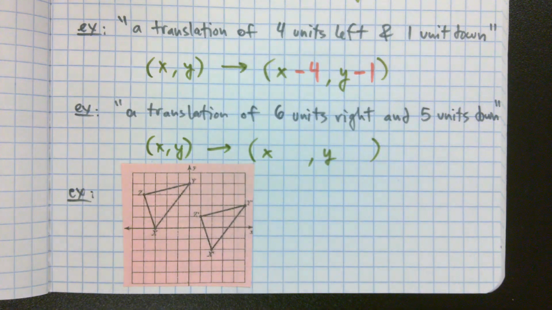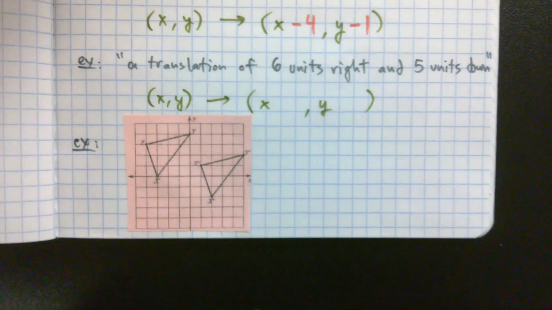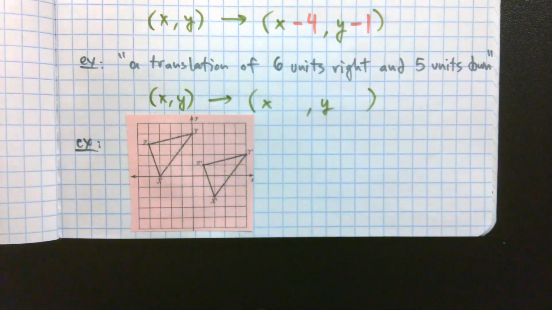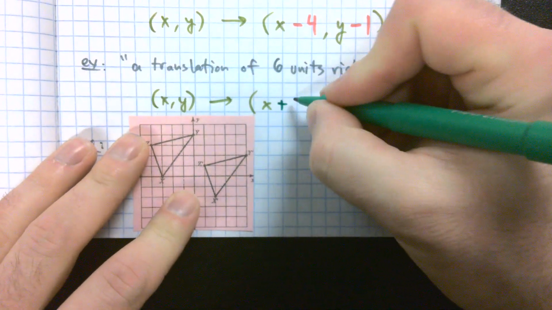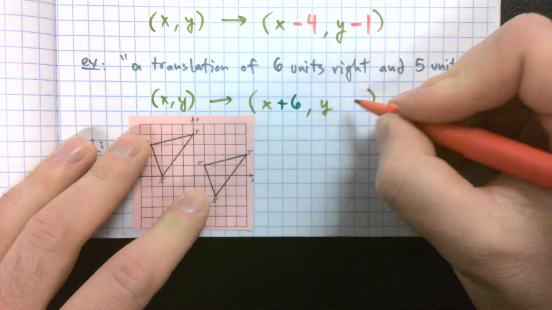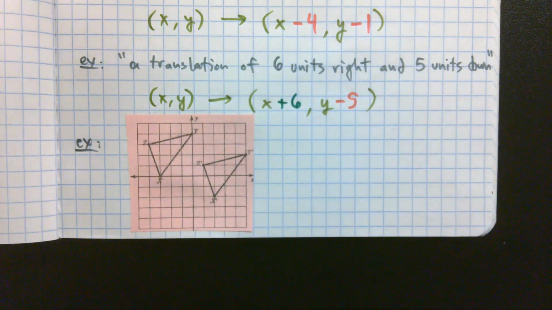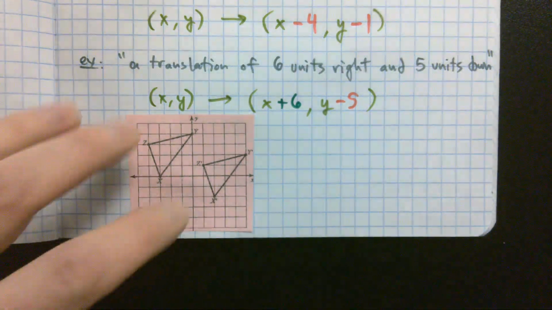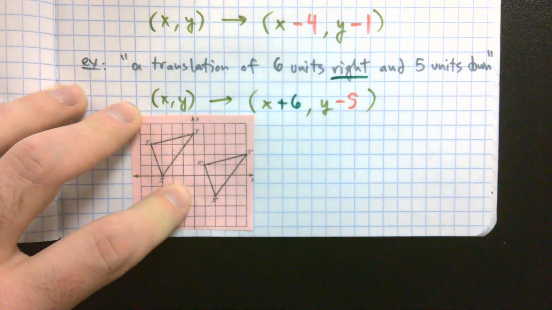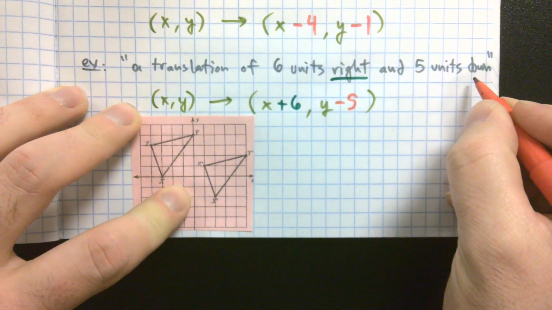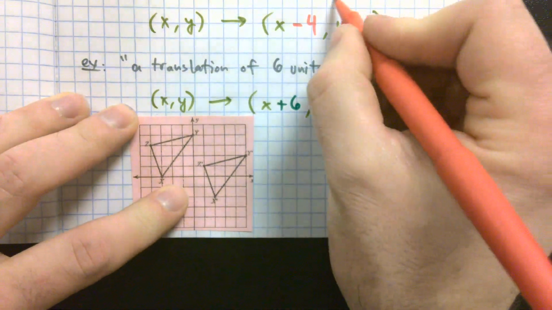I'm just about out of room here, but I made it work. Who could help me out? What's my rule here in this third example going to be? Can someone help me out? Osase, go for it. What's my rule? X plus 6, comma. Beautiful. X plus 6, comma, y minus 5. Going right, Roz, go ahead. Right is a positive move. Down is a negative move.